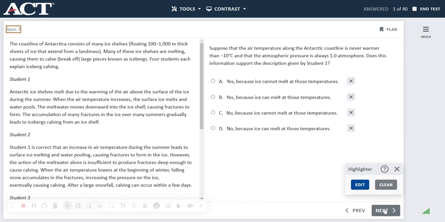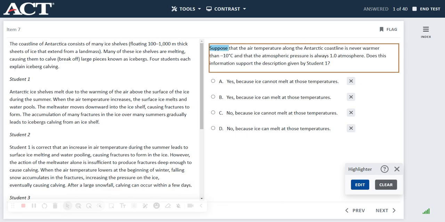We're going to try to move through questions quickly now that we understand the idea. Number 2: suppose. Okay, so this is a suppose-if, why question. This means you're going to think a bit. The air temperature is never warmer than negative 10 degrees, and the atmospheric pressure is always 1. That means a normal atmosphere, negative 10, and water freezes at 0. Does this information support the information given by student 1?